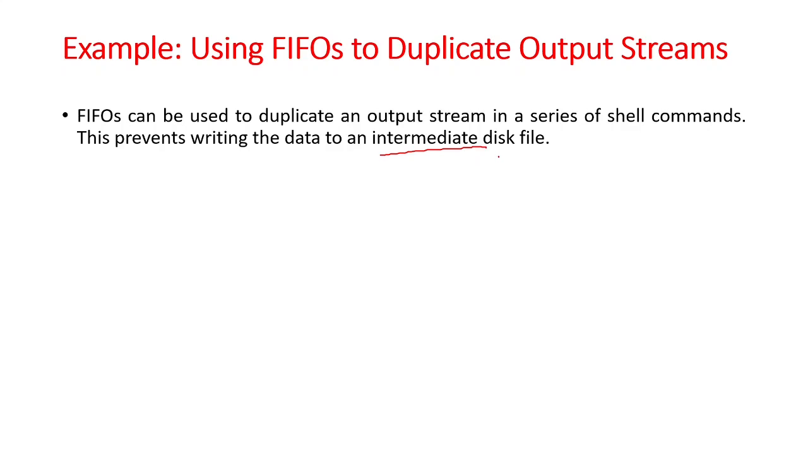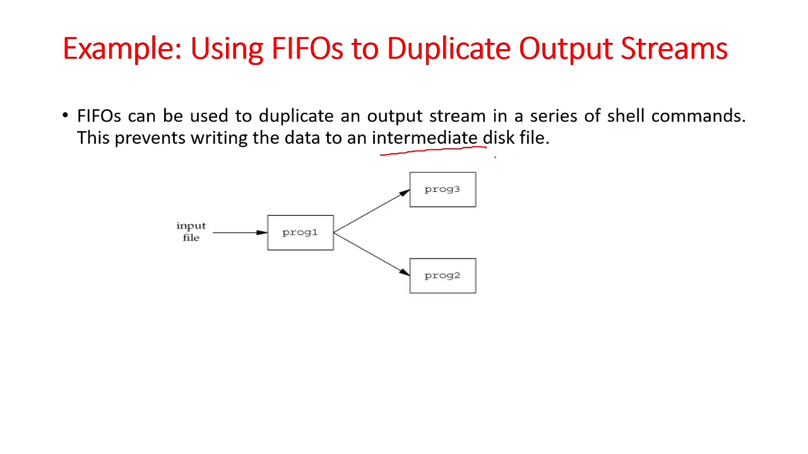But there's a shortcoming. Pipes can be used only for a linear connection between the processes, whereas since a FIFO has a name, it can be used for non-linear connections also. Okay, let us consider a procedure that needs to process a filtered input stream twice. That is depicted in this particular diagram.